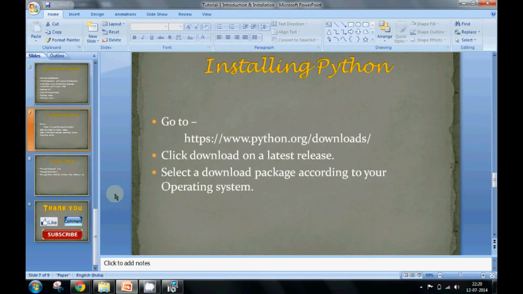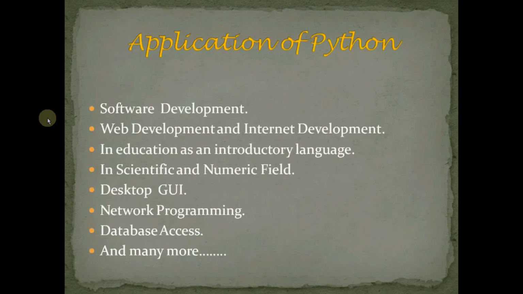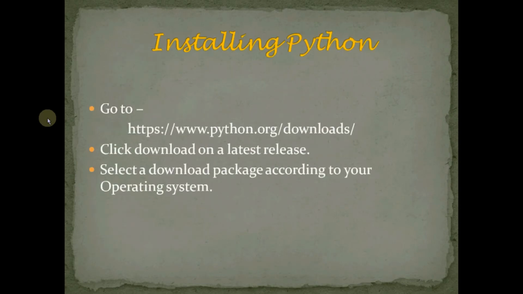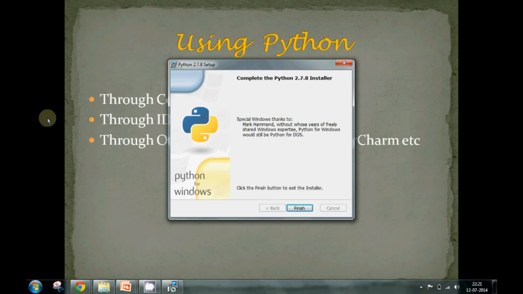Let me just go back to our slides. So we have downloaded. After downloading Python, there are three ways to use Python as a programming language. Either you can use the command line, a simple black window with a command based interface, or you can use the inbuilt GUI editor in Python named IDLE. And the third one is using other third party IDEs like Sublime Text Editor or PyCharm.